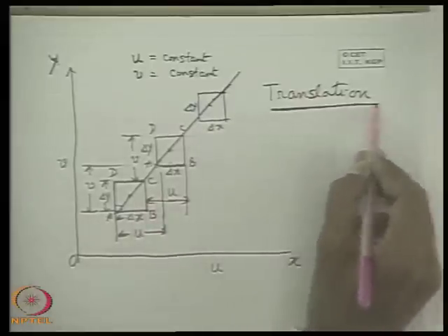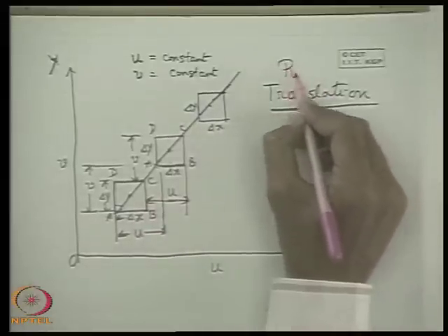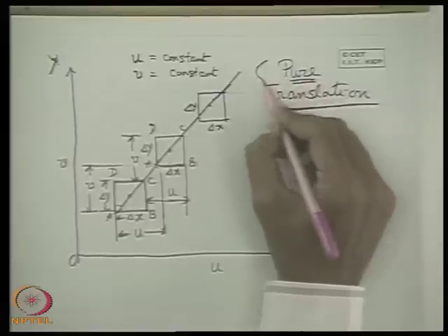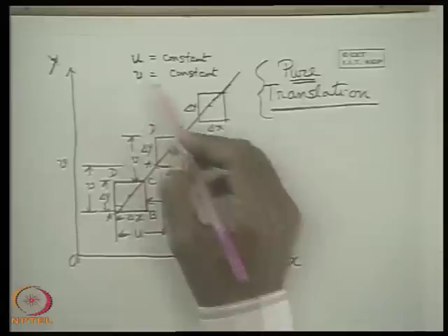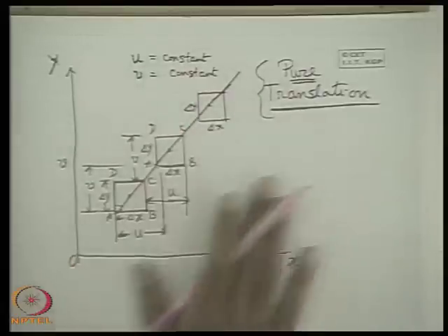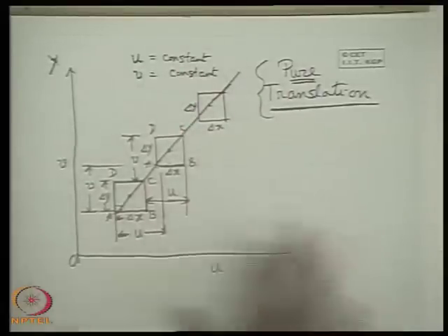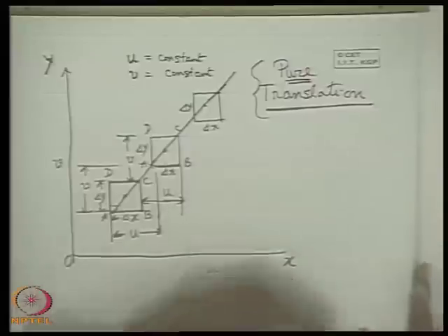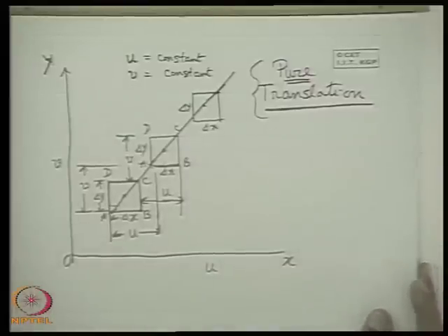This case is known as pure translation, or sometimes we just say translation. This is known as pure translation when u, v are constant. That means the entire flow field is invariant with the space coordinates. All right? Okay, I think you have understood, all of you.